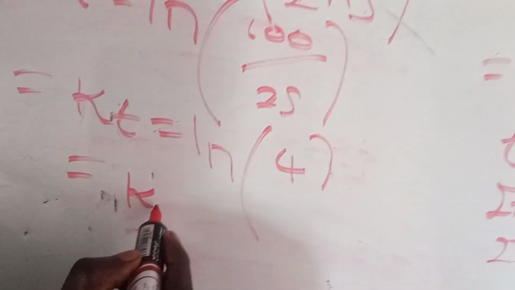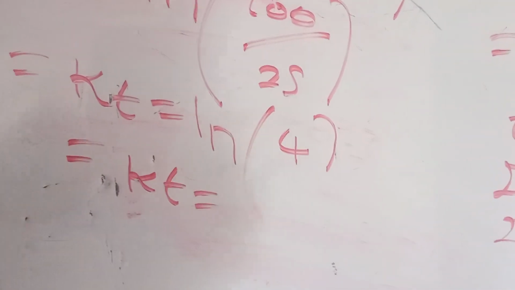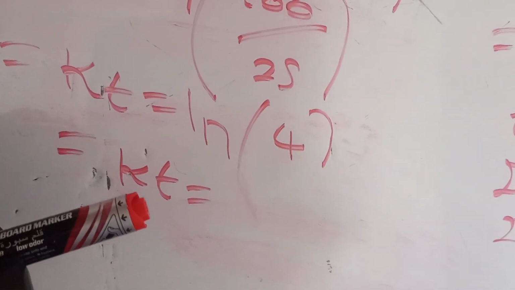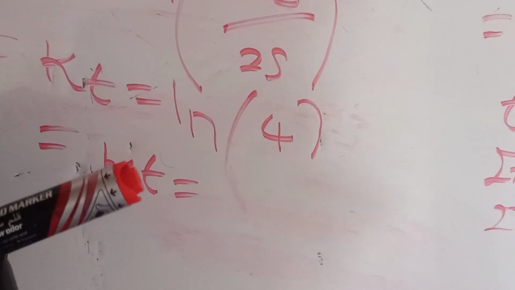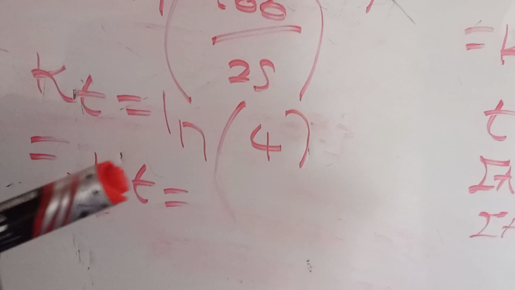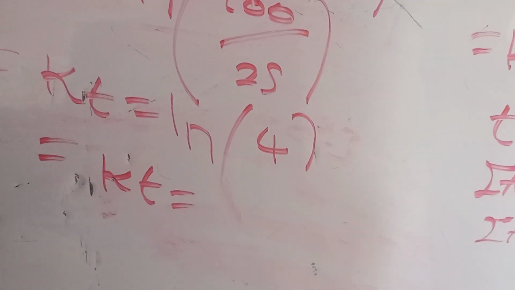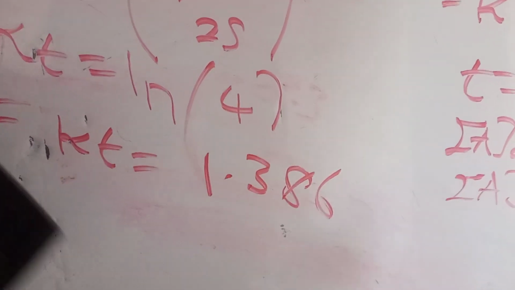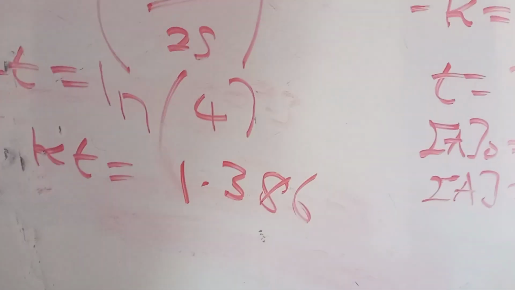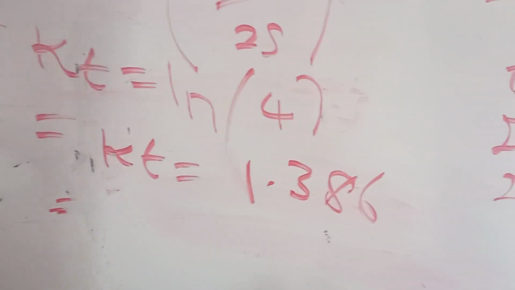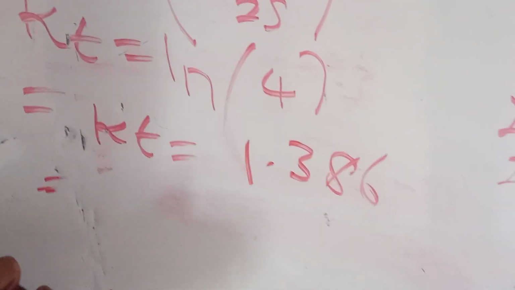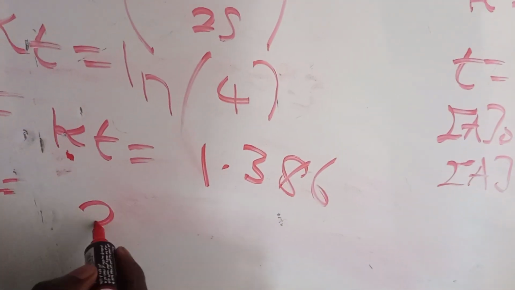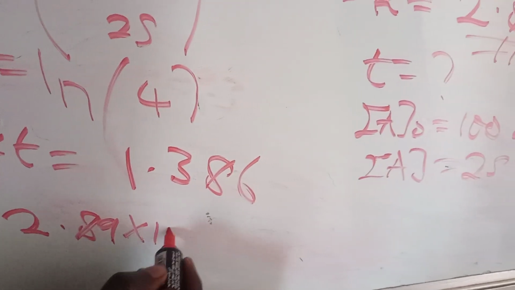You come here, you say kt is equal to ln of 4. So you open up the parentheses there, you close, and you're going to have 1.386. I put it into three decimal places. The fourth number there is 2, which is equivalent to nothing because the next digit is 5. Now I would like you to take into consideration the value of K. What was the value of K? Wherever you have K, you replace it with 2.89 times 10 exponential 4.